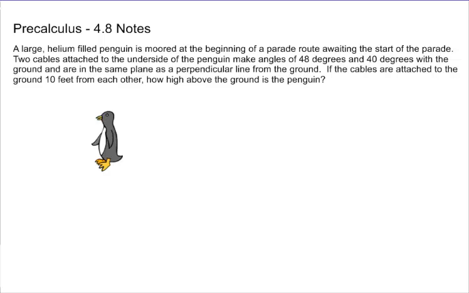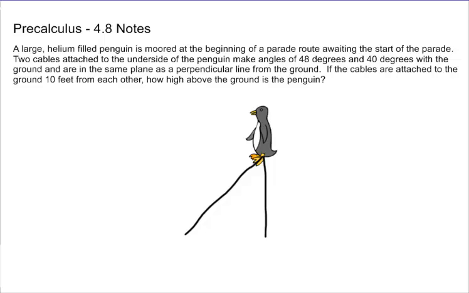Alright, so now we're going to look at a large helium-filled penguin moored at the beginning of a parade on a parade route, awaiting the start. So we've got these two cables attached to our penguin with the ground in the same plane as a perpendicular line from the ground. So if we look at a perpendicular line from the ground here, and then we look at these two mooring cables to our penguin like this.